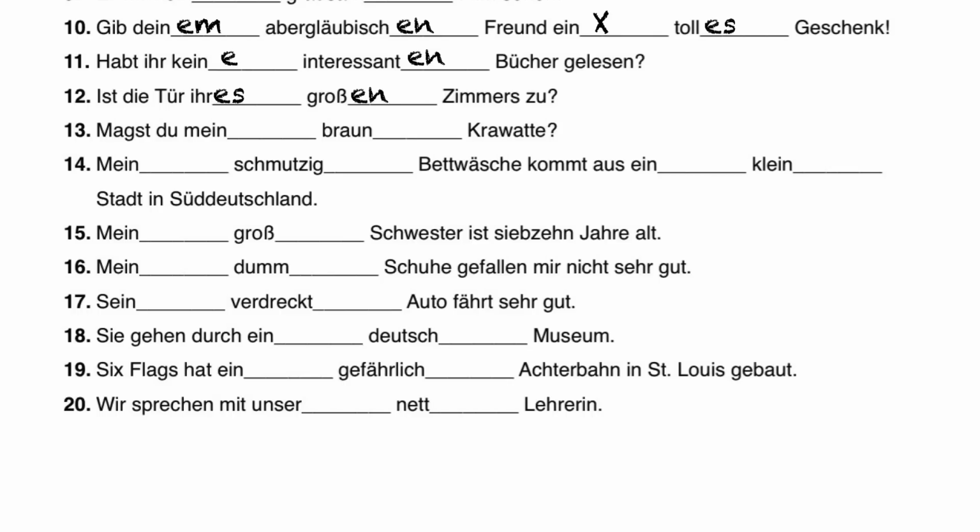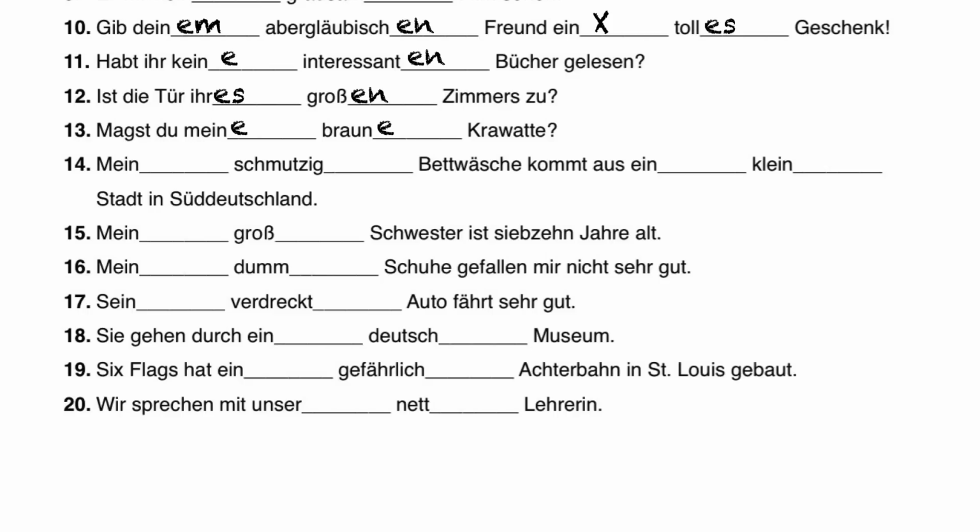Magst du blank blank Krawatte? Do you like my brown tie? Krawatte is a feminine noun, so the ein-word here in the accusative case has to have an e. Accusative adjectives after an ein-word in the feminine, we have to have an e also at the end of the adjective. So here we have Magst du meine braune Krawatte? Do you like my brown tie?